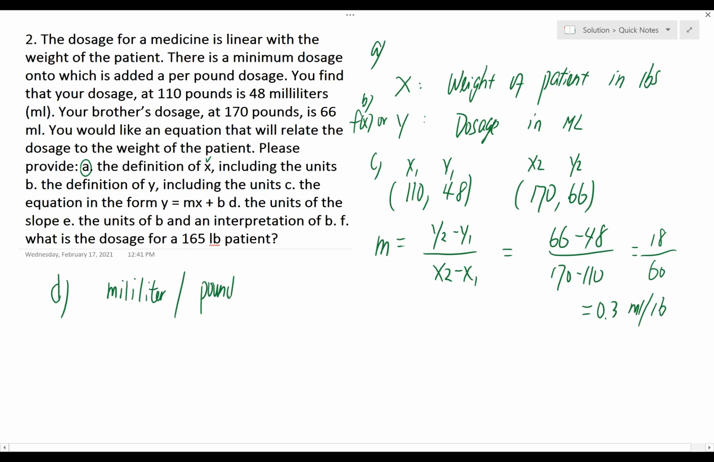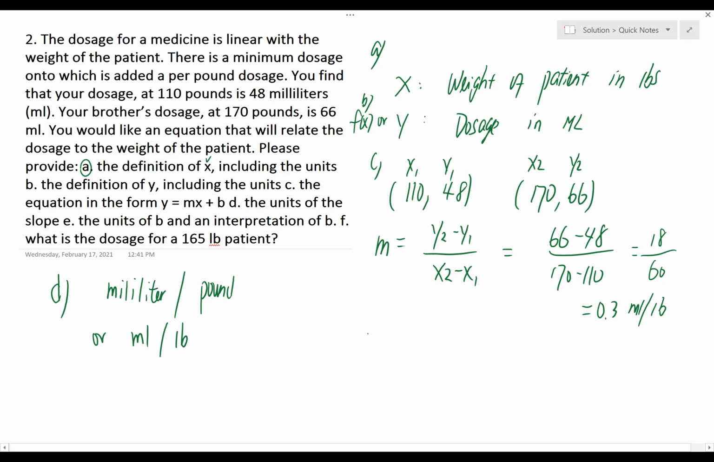I'll put in the abbreviation, which should be ml per lb. That will be the unit for the slope. Part D is the unit of b and the interpretation of b. That means we still need to find out b. We haven't found that yet. So let's find out the b here.